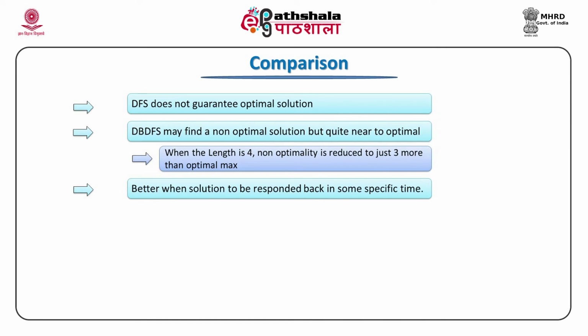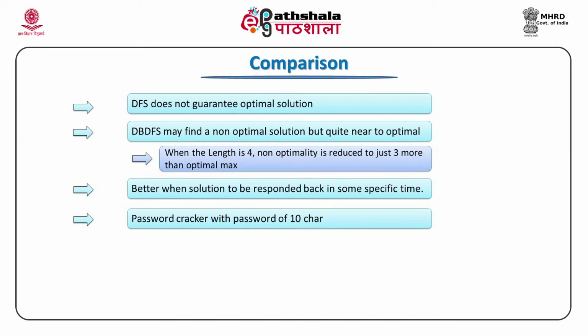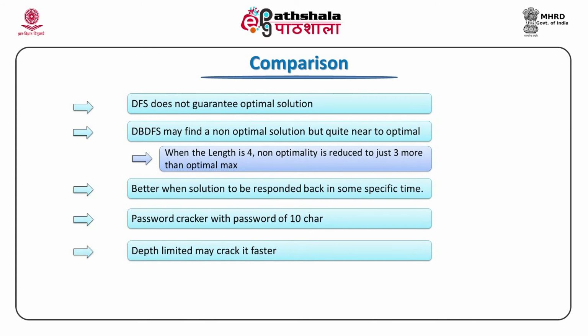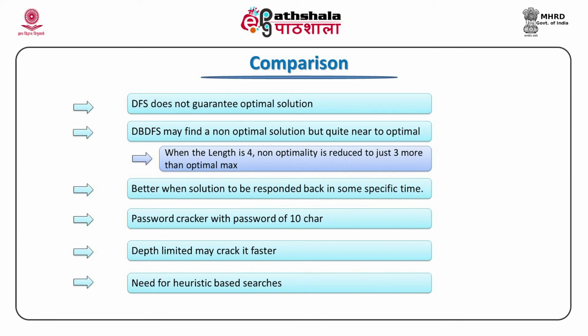Suppose, and this is a real world example, you want to write a password cracker, and what you are doing is you are just checking each password. If you try depth first search, you probably will not get it, but if you try depth bound search, and there is a password which is of 4 or 5 characters, you will probably be able to crack it better, because otherwise it takes much more time. And obviously this clearly indicates that we need heuristic based searches.